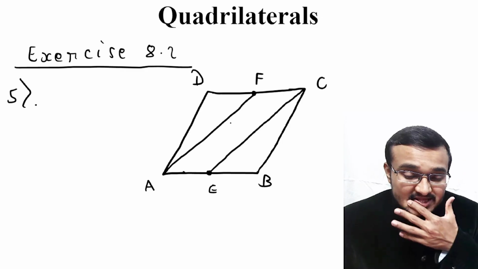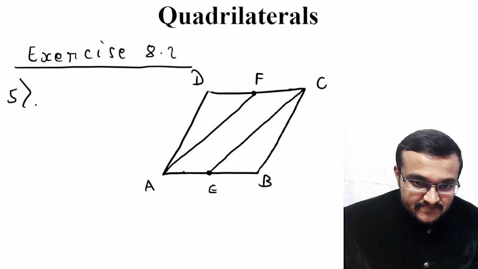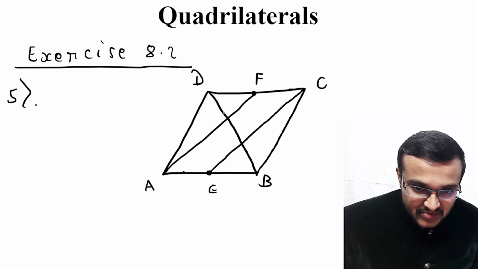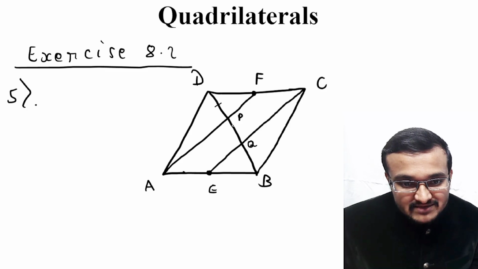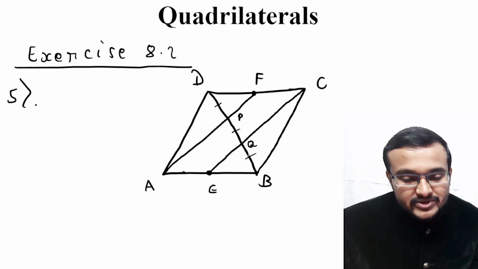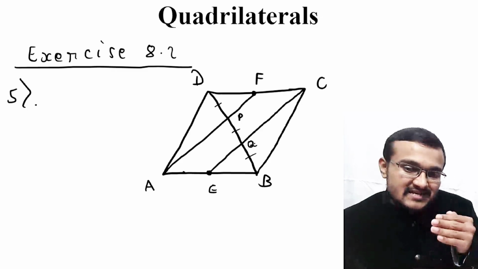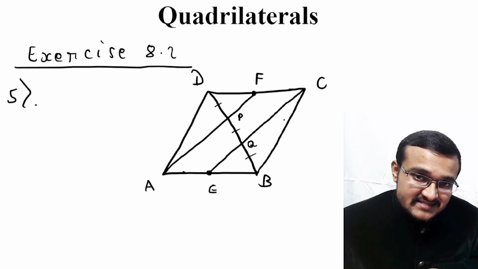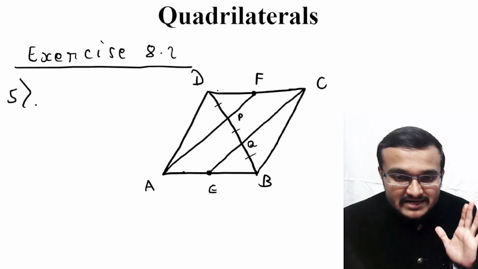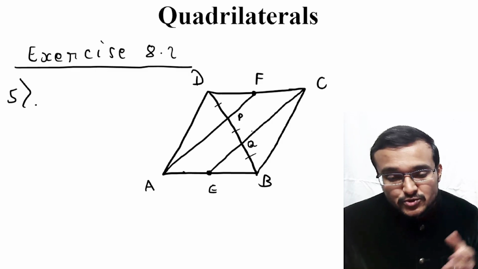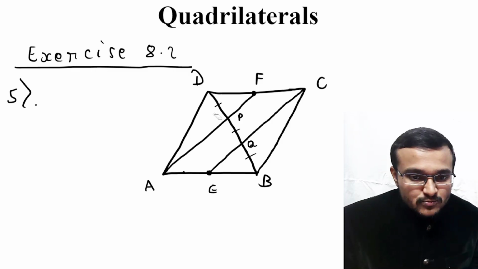Now, here they have given a diagonal DB like this. So let us connect D and B. This point is named P and this point is named Q. Now you need to prove that DP is equal to PQ is equal to QB. That means these two lines, AF and EC, are trisecting DB, that is, dividing DB into three equal parts. That is, DP is equal to PQ is equal to QB. That is what we need to prove in this question.